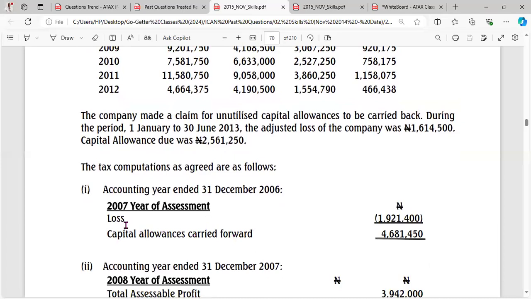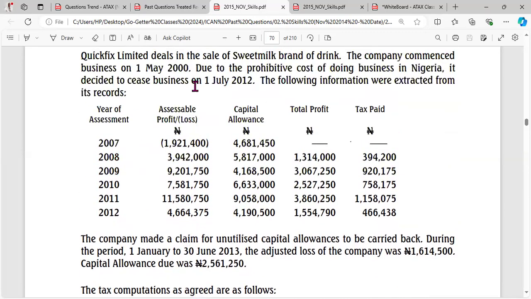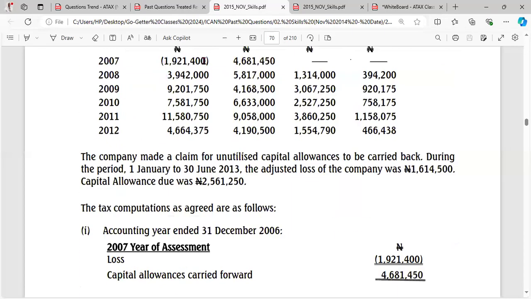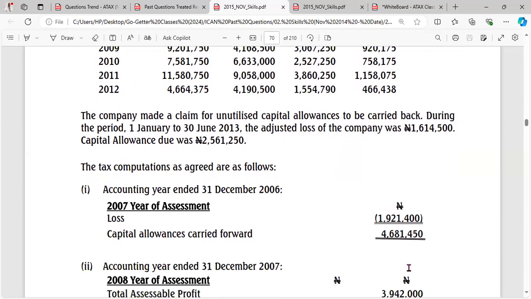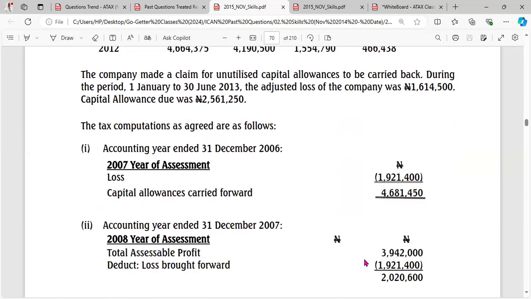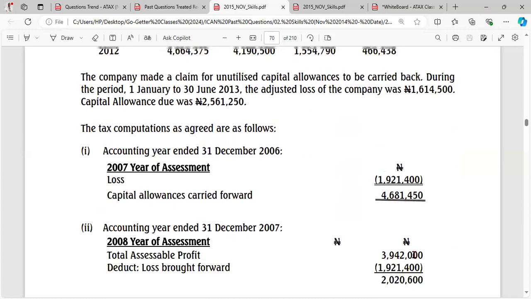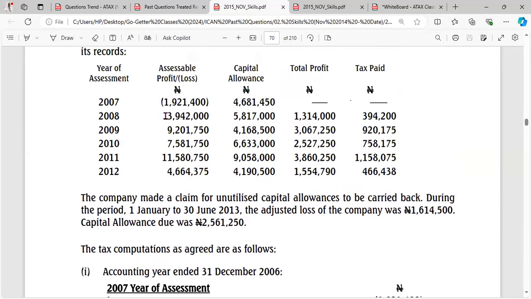And now, look at what the tax computation with the FIRS was agreed on. Look at the year 2017. We had a loss, which is this loss here, and this. Look at the capital allowance here, which is capital allowance carried forward. Then we have assessable profit of this one here, which happens to be this.